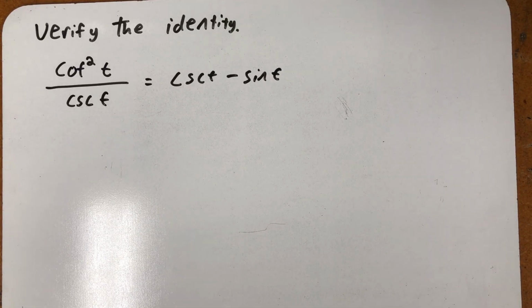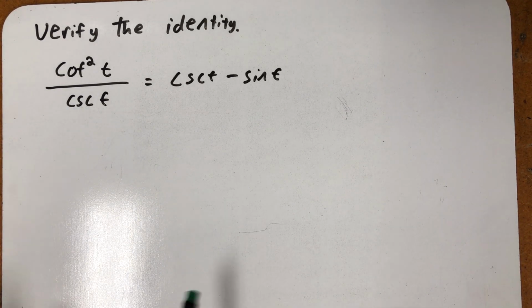Verify the identity: cotangent squared t over cosecant t is equal to cosecant t minus sine t. Well, our first job when we're verifying identities is to choose one of the sides to start on. And we commonly think of it as picking the harder side, the more complicated side. I prefer thinking of it as picking the side on which I see something to do.